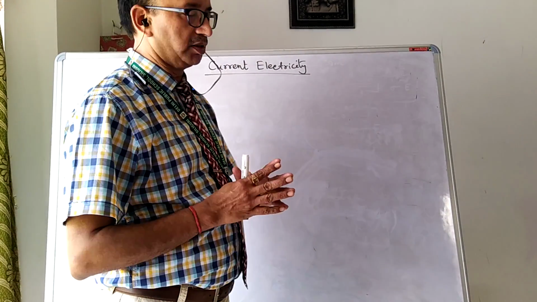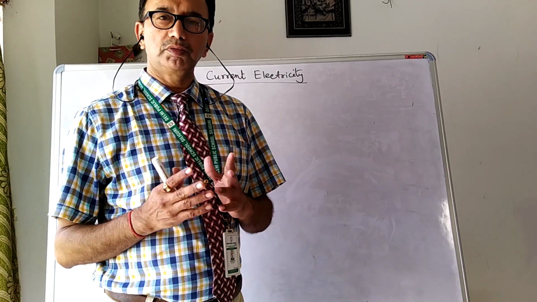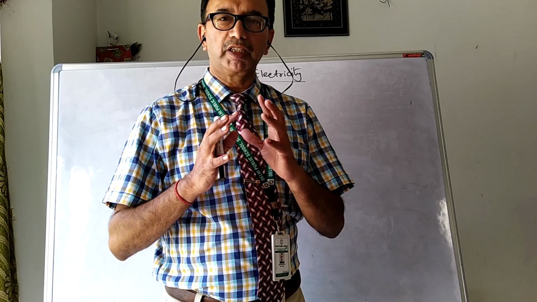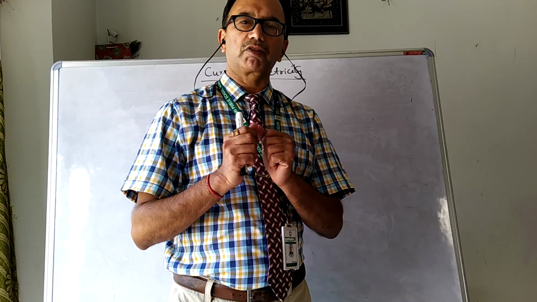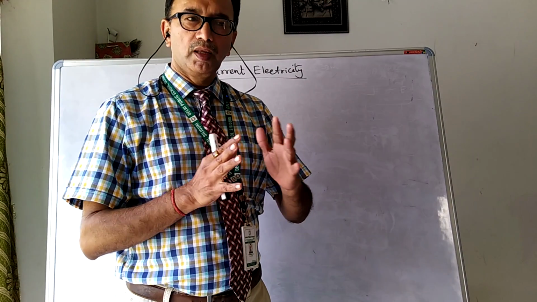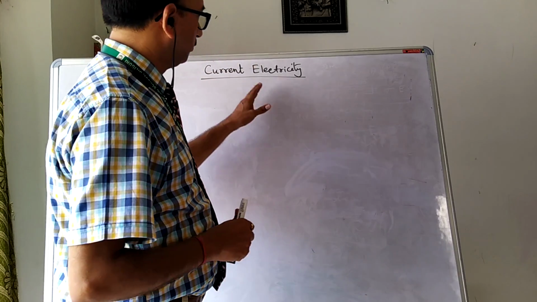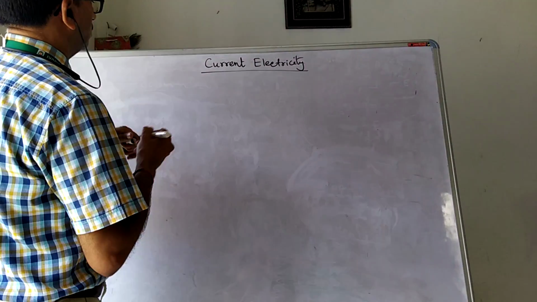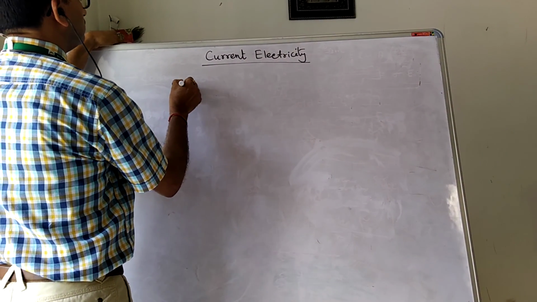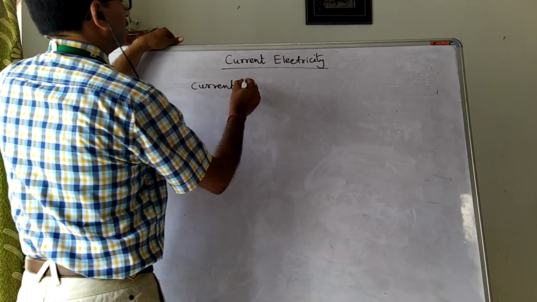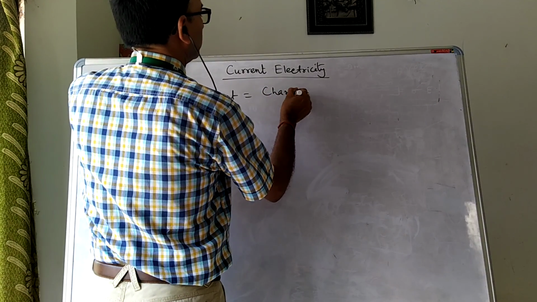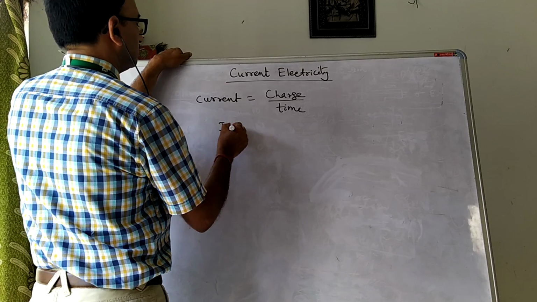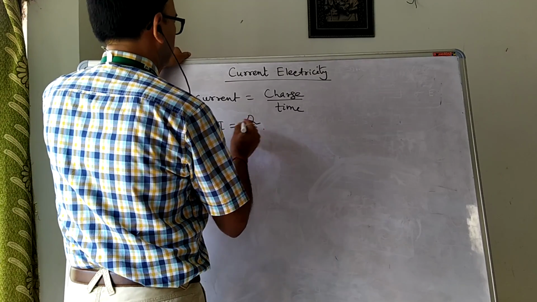Again, there are three types of charges: electron, proton, and neutron. Proton and neutron reside in the nucleus. Only the free electrons easily move from one place to another. So we define electricity as the flow of electrons, right? So the electric current equals charge divided by time. Current is denoted by I, and this is Q by T.